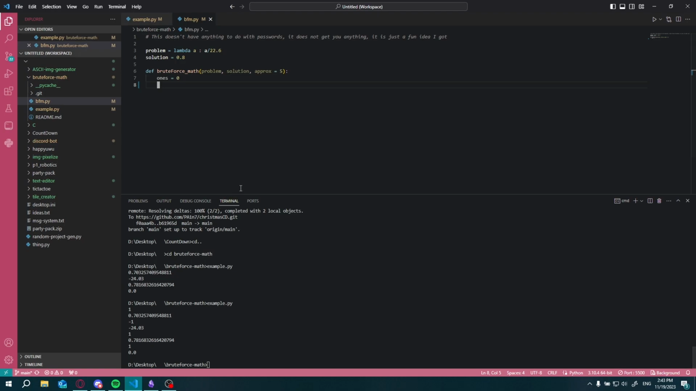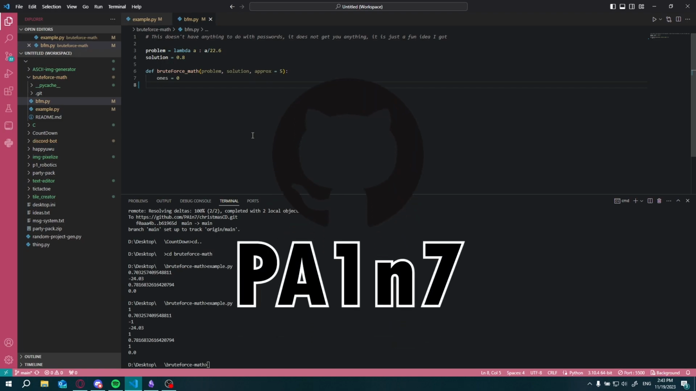For today, I made two pieces of code, one which is Bruteforce Math and the second one which is the Christmas Countdown, both of which are in my GitHub, which I've linked in the description and is also available in my channel description.